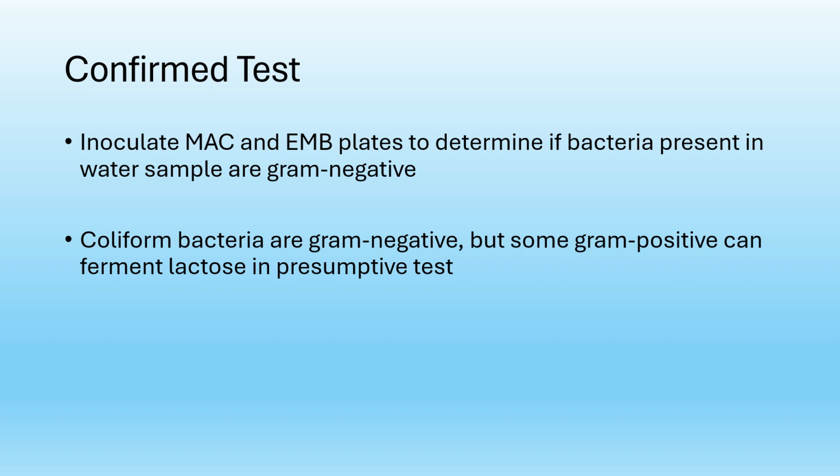So you're going to take the water sample, if you had a positive presumptive test, and now you're going to inoculate these plates, then incubate them, and then go look and see if there's growth. There are some gram-positives that can ferment lactose, and so would show a positive result in the presumptive test. This confirmed test would eliminate those. We're not really concerned about those, but what you are concerned about are those coliform ones, which are gram-negative.